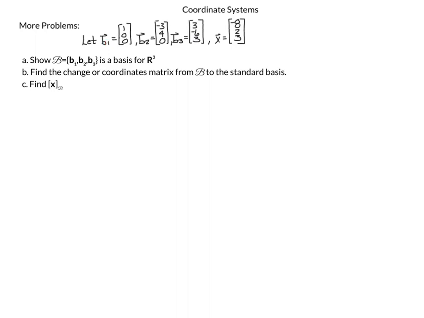So let B1 equal 1, 0, 0, B2 equal negative 3, 4, 0, B3 equal 3, negative 6, 3. And then we have the vector X, which will equal negative 8, 2, 3. The problem is to show that B, which is equal to B1, B2, B3, is a basis for R3. The second part is to find the change of coordinates matrix from B to the standard basis, and last, find the coordinates of the vector X in terms of our basis.